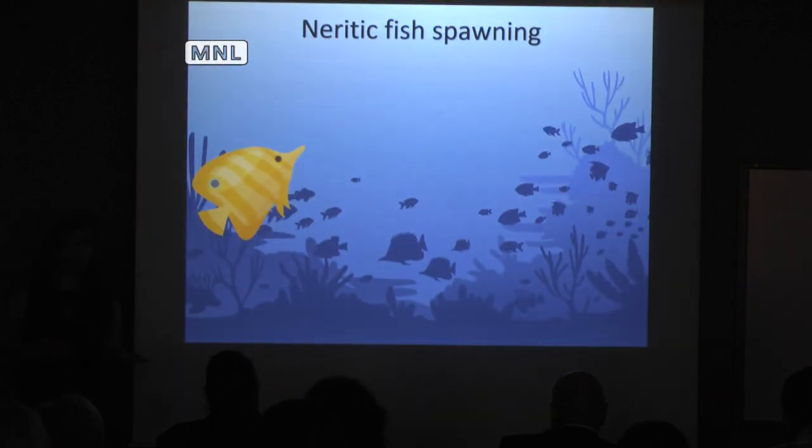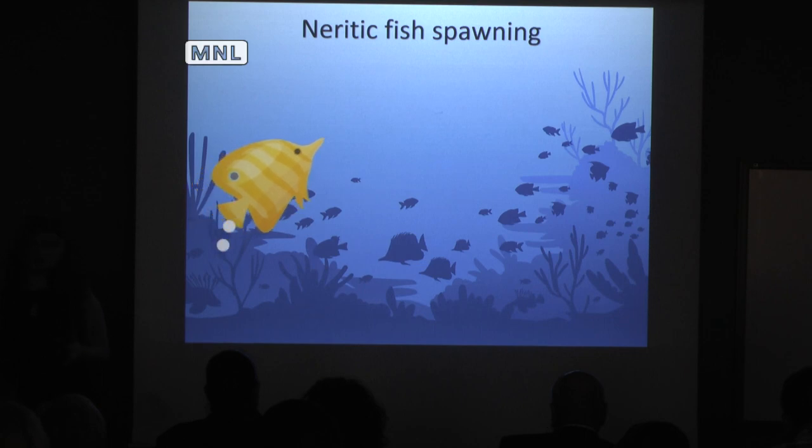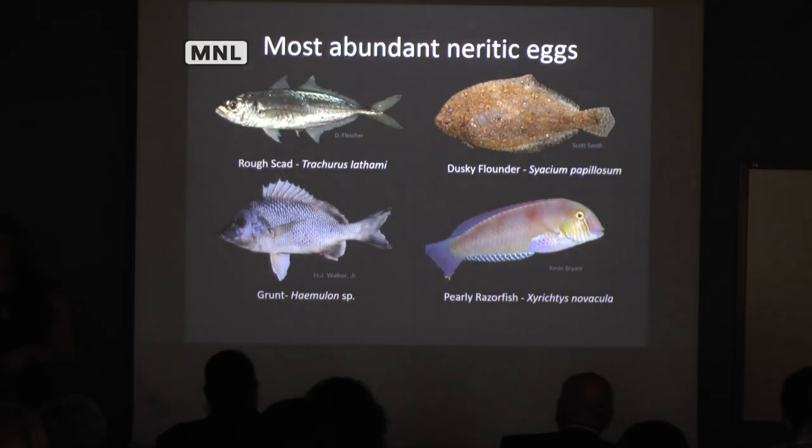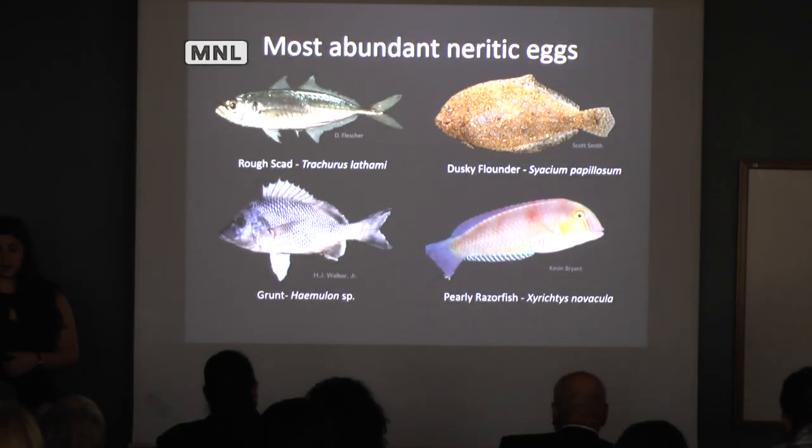And so like I said, neritic fish spawn in the area where they're living, which is close to the bottom. They get fertilized, they float to the surface, we can collect these eggs. The most abundant neritic eggs that we saw were rough scad, dusky flounder, grunts, and pearly razorfish.